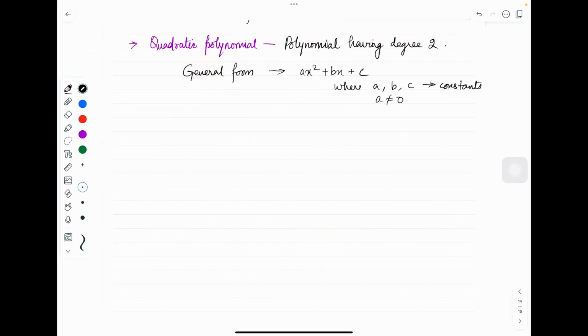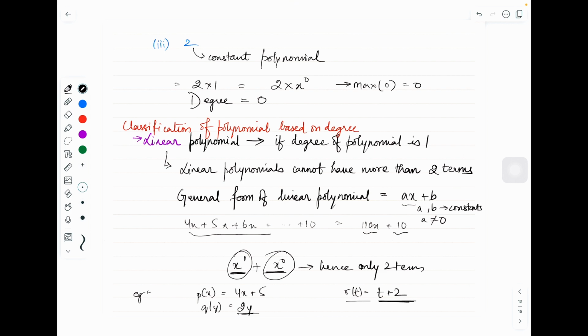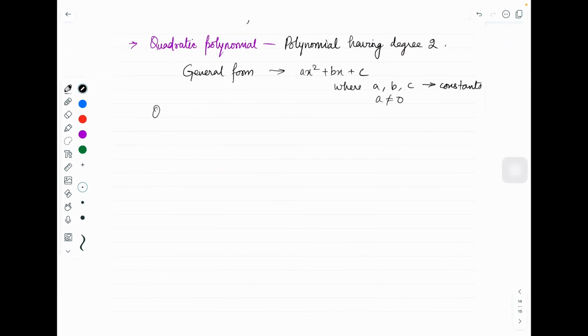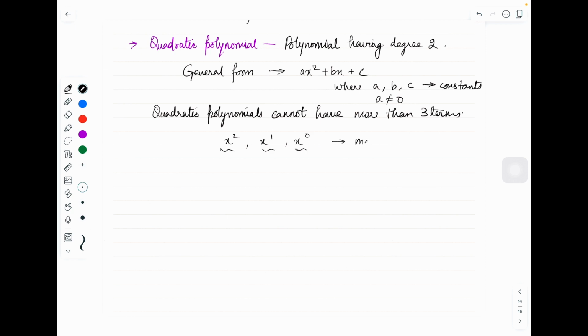Okay. Similar to that, for linear polynomial we wrote that linear polynomials cannot have more than two terms. So quadratic polynomials cannot have more than three terms. Why? See, one is the term of x square, one is the term of x1, one is the term of x0. Maximum three terms can be present. That is x square, x1, x0. Those are the three terms that can be present.